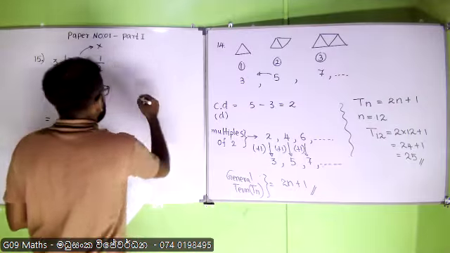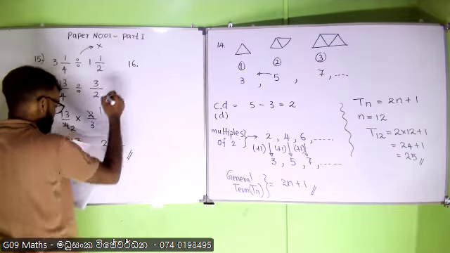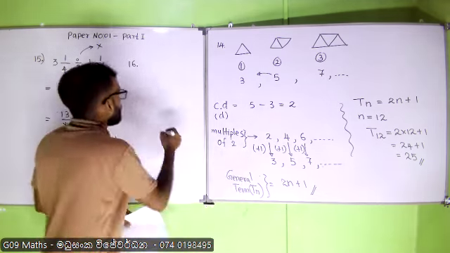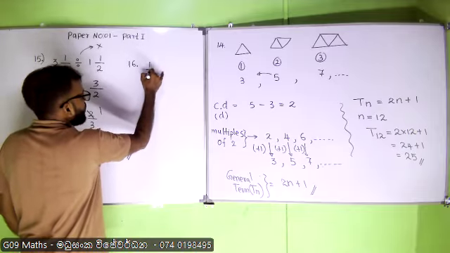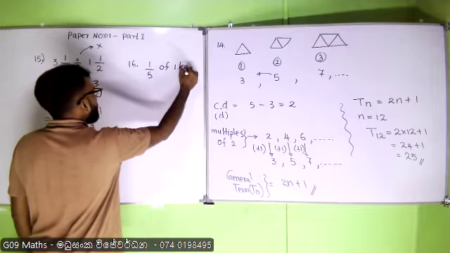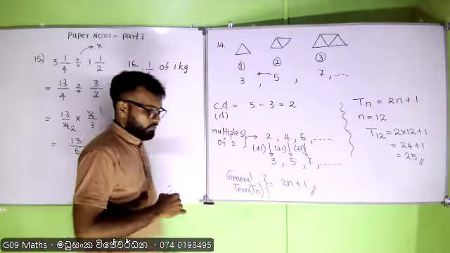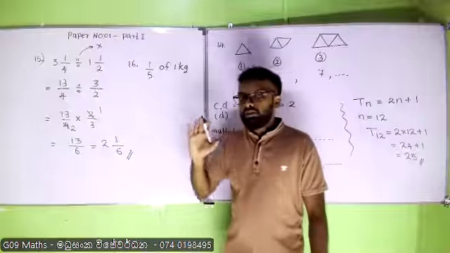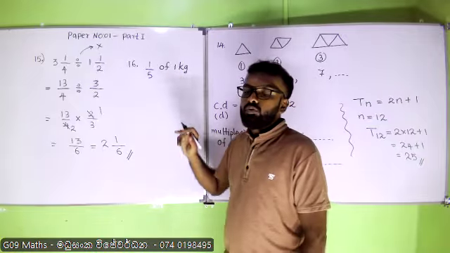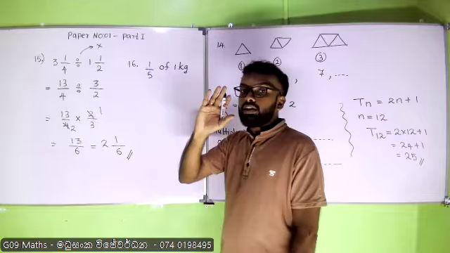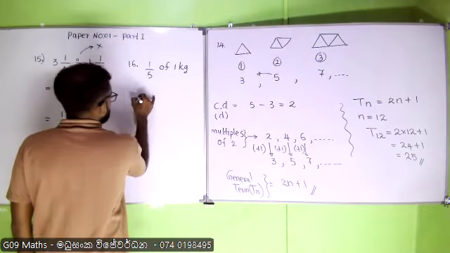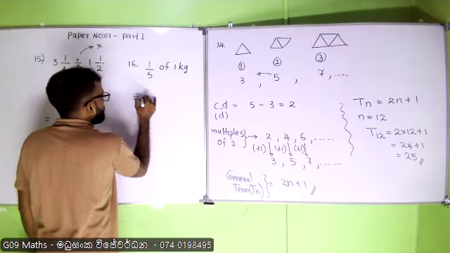16th one. I'll do it here. Find the value of 1 upon 5 of 1 kilogram. You need to write this. If you want, you can keep it in decimal numbers as well. But I am going to convert this 1 kilogram into grams because I can simplify it very easily. How many grams are there for 1 kilogram? 1000 grams.